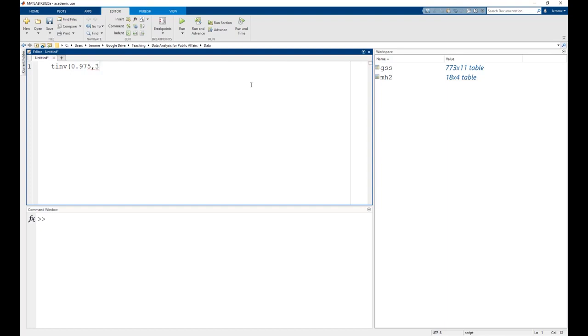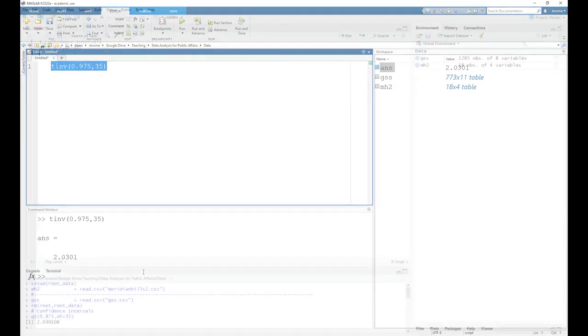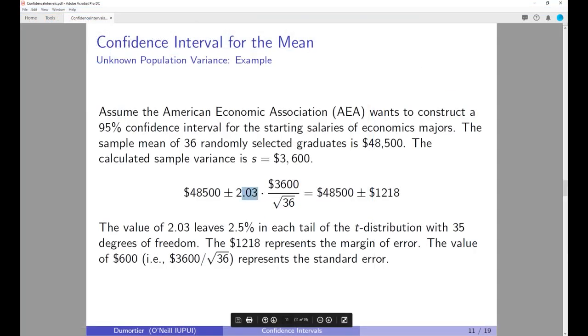In this case, 35. When you evaluate this, what you get is the value of 2.0301. This is where this value here comes from. And very much like before, the value of $600, which is 3,600 divided by the square root of 36, represents the standard error, and the $1,218 represents the so-called margin of error.